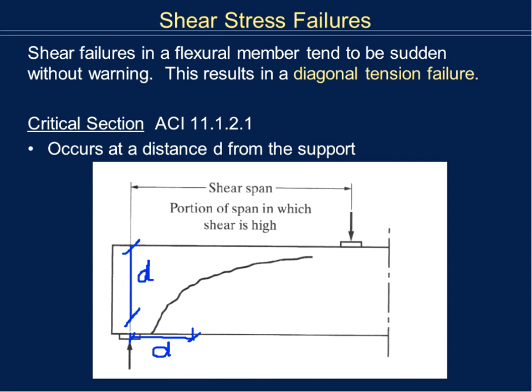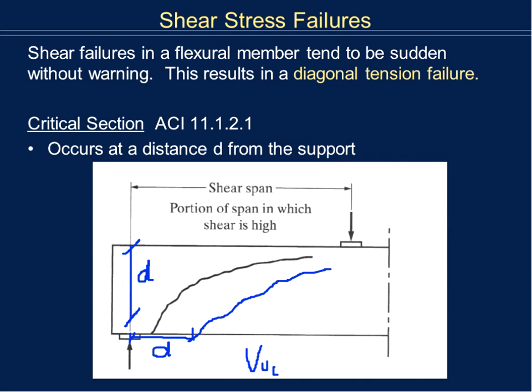So very similar to the effective depth that we use for bending, we also use that as the starting point or the critical point, Vu sub c, for where the critical shear will occur. So we'll talk about that in just a moment.